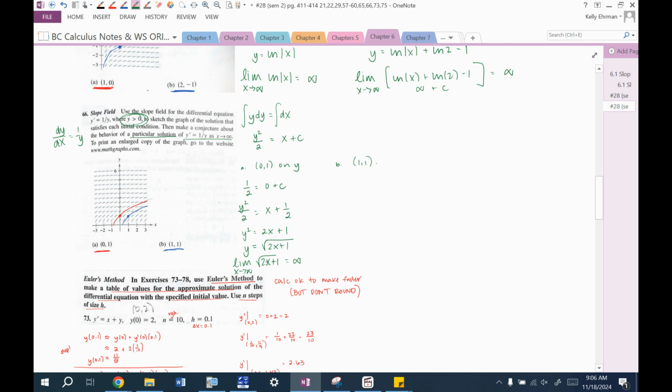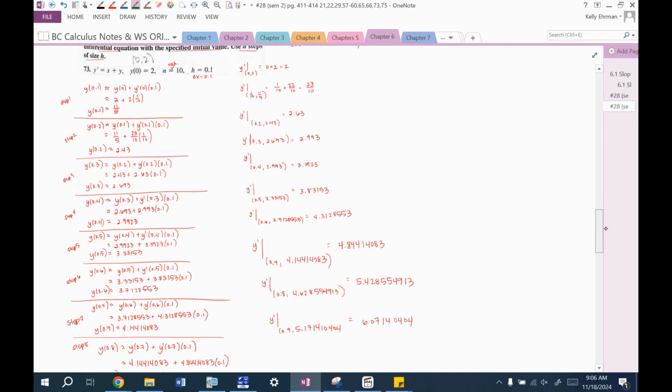For the other one, the point 1, 1 is on y, so we can plug in 1 for y and 1 for x. 1/2 minus 1 is negative 1/2 for c. And then go back to the equation y squared over 2 equals x minus 1/2. Multiply by 2. y squared equals 2x minus 1. It's still true that y is positive on this blue curve as well. So y equals the square root of 2x minus 1. And finally, my conjecture about the limit as x approaches infinity of this graph is that it's equal to infinity.